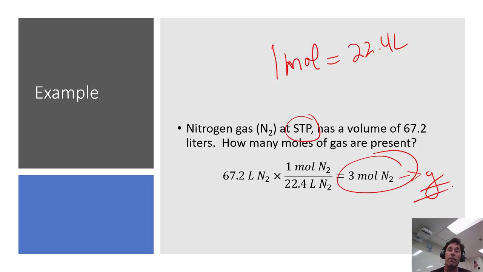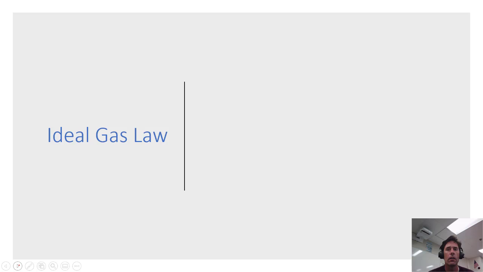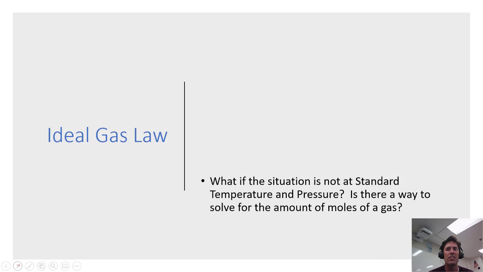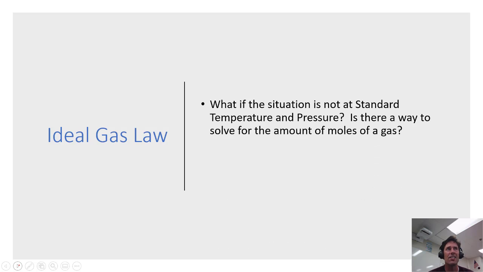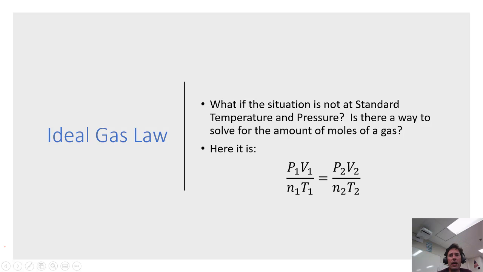So this is a way of us being able to count the amount of gas, the amount of moles in a gas without actually having to count, because we know that it will occupy a volume of 22.4 liters only at STP. But what if it's not at a standard temperature and pressure? What can we do? Is there a way we can actually solve for the amount of moles of gas in the sample? And there is, okay?